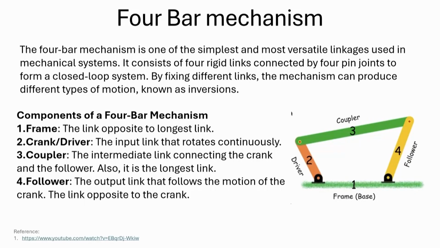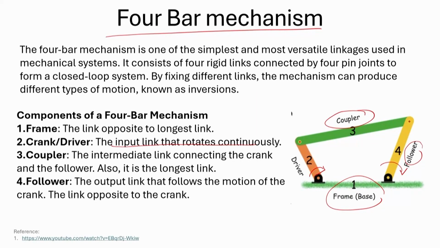Now, we come to another very popular mechanism, which is called the 4-bar mechanism. As I told you, this is the frame, this is the driver or the input. This is where we give the input motion to the system, and then there is a coupler and then there is a follower. So, if this input motion happens, link number 4 also starts to show a motion. That is the basics of a 4-bar mechanism. So, we have the frame, then the crank or the driver, that is the input link that rotates continuously, then there is a coupler, and then there is a follower which follows this motion of the system.